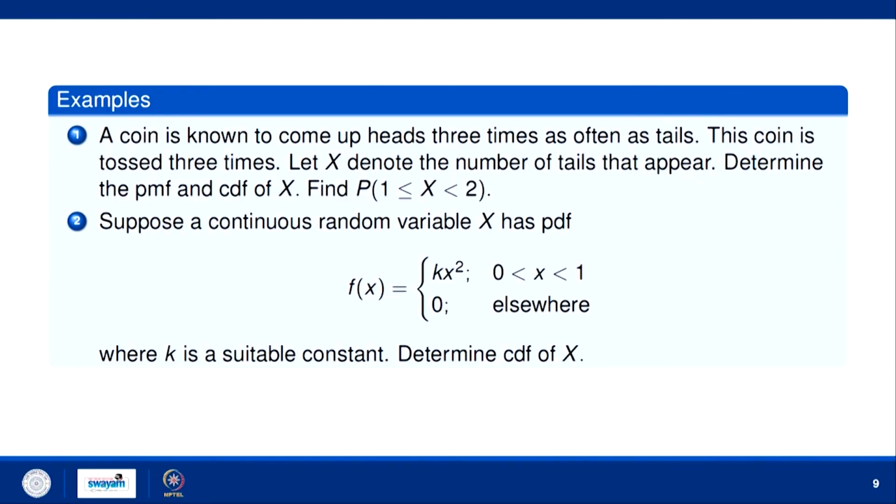Now first problem is, a coin is known to come up heads 3 times as often as tails. Okay, this coin is tossed 3 times. Let x denote the number of tails that appear. Determine the probability mass function and cumulative distribution function of x, and also find probability when x is greater than or equal to 1 and less than 2. So let us discuss this example. So what x denote? X is the number of tails that appear in 3 throws. Okay, so x may be either 0, 1, 2 or 3. These are the x values, number of tails.